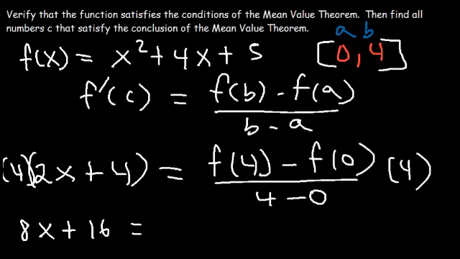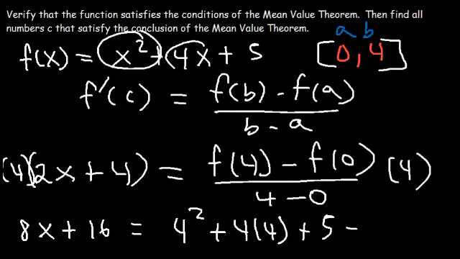Now what is f of 4? So let's plug in 4 into this equation. So it's going to be 4 squared plus 4 times 4 plus 5. And then f of 0 is 0 squared plus 0 times 4 plus 5, which is simply 5. So these two cancel.